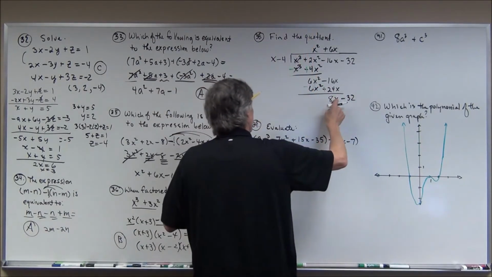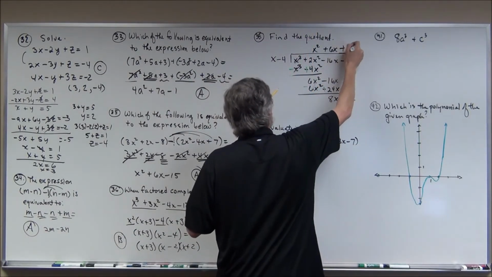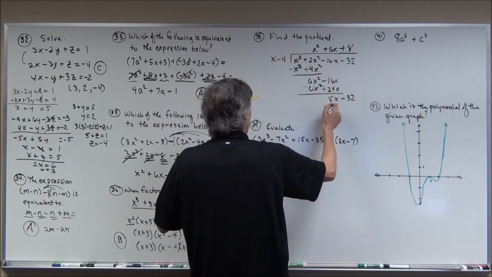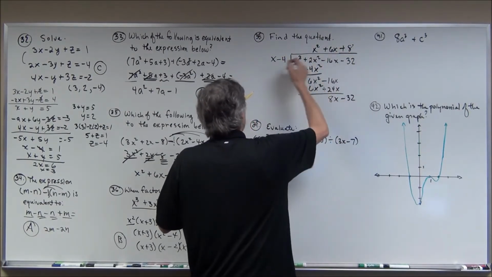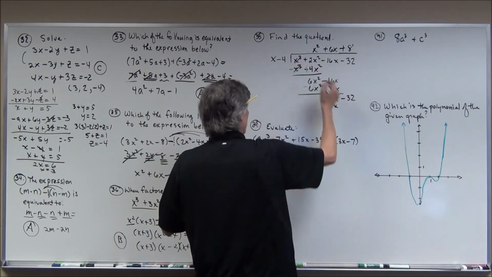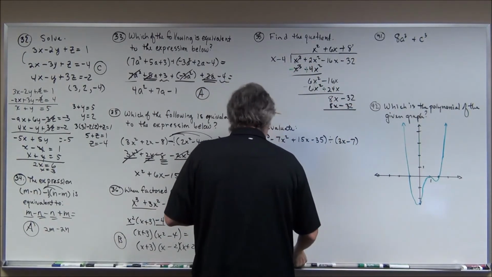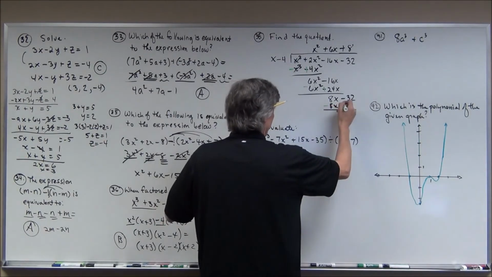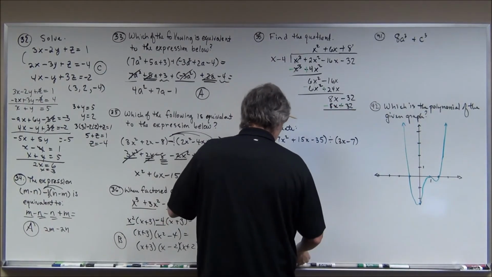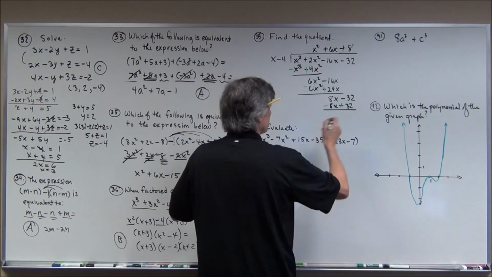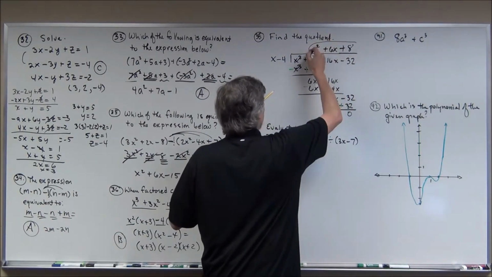What times x gives me 8x? That would be a positive 8. So plus, because of the positive. Negative, it's going to be a minus. 8 times x is 8x. 8 times minus 4 is minus 32. And you can see what's going to happen next, because if I change the signs and add, I get a remainder of 0. So this is my answer right here.